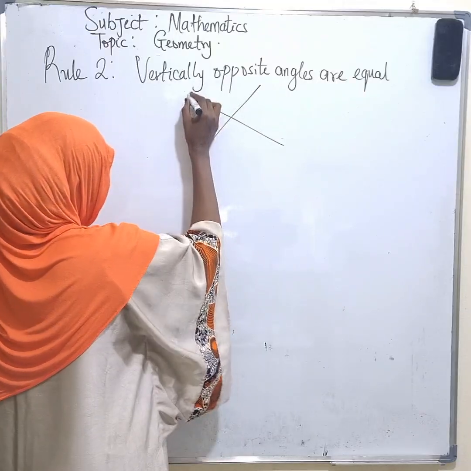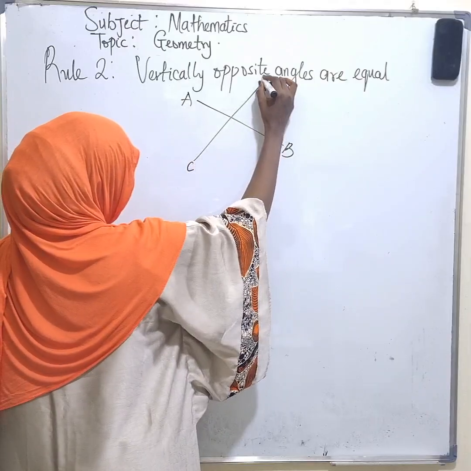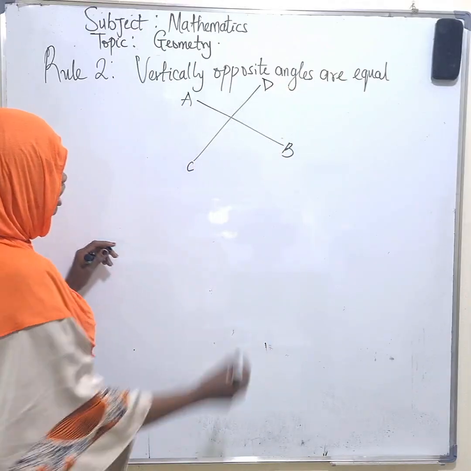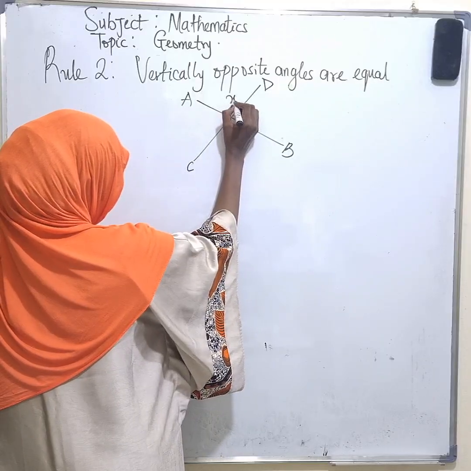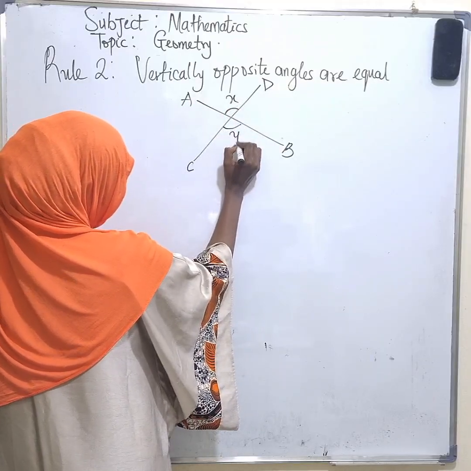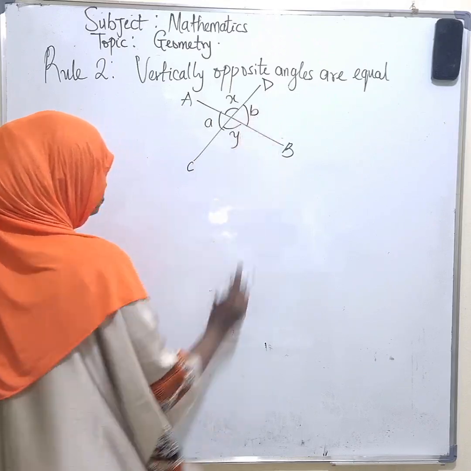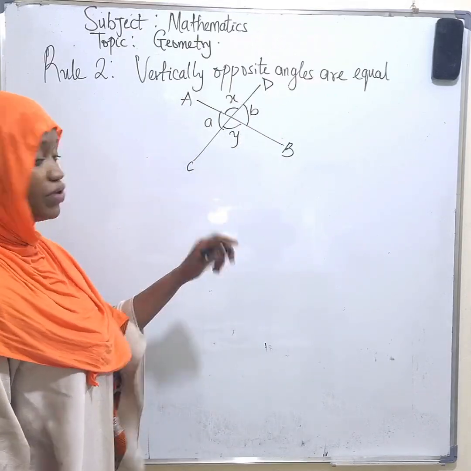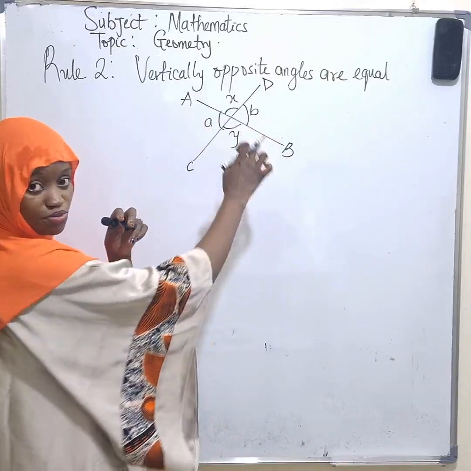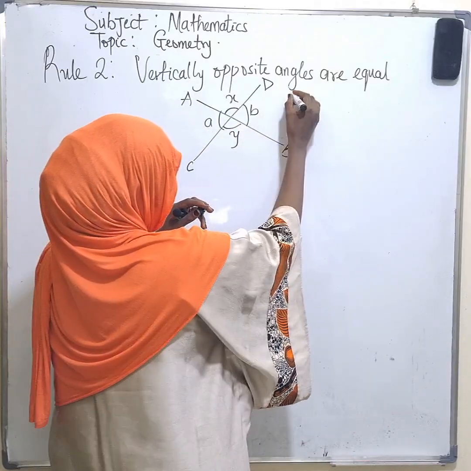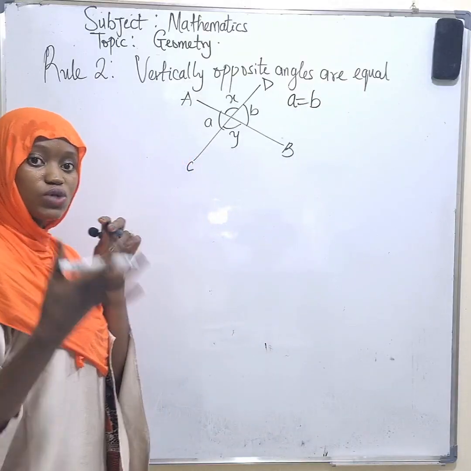Here we have line AB. Here we have CD, right? So we have an angle here. Let's call this angle X. And we have another angle here, Y. Here we have angle A. Here we have angle B. So if you want to interpret this, the vertically opposite angles, like A is opposite to B, right? They are equal. So from this diagram here, A is equal to B. Angle A is equal to angle B.